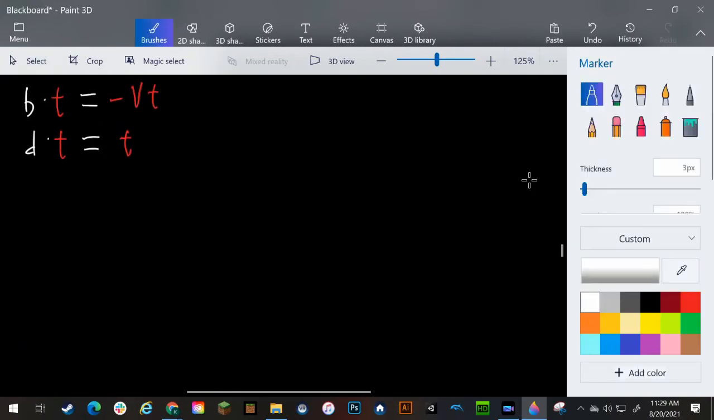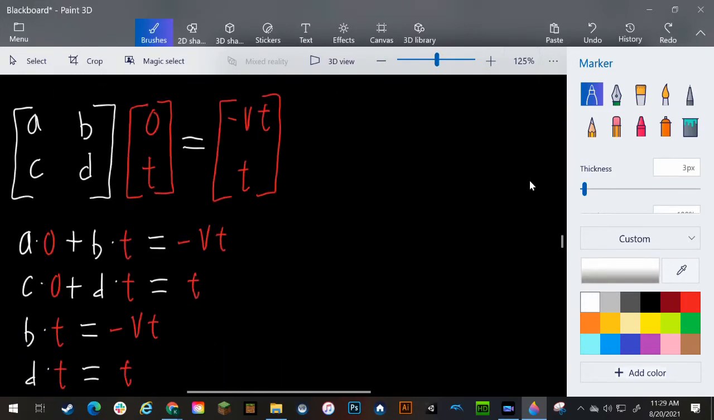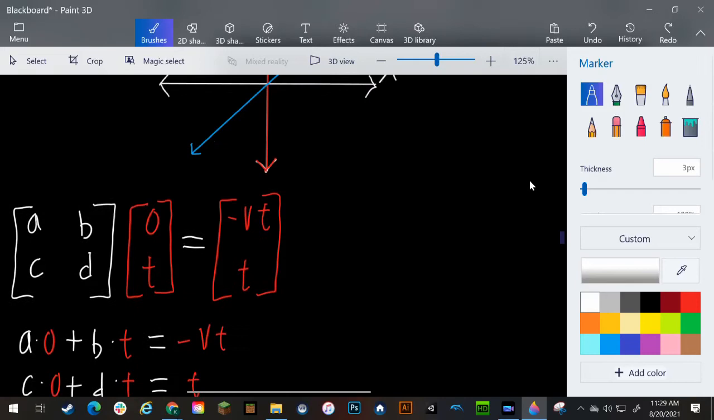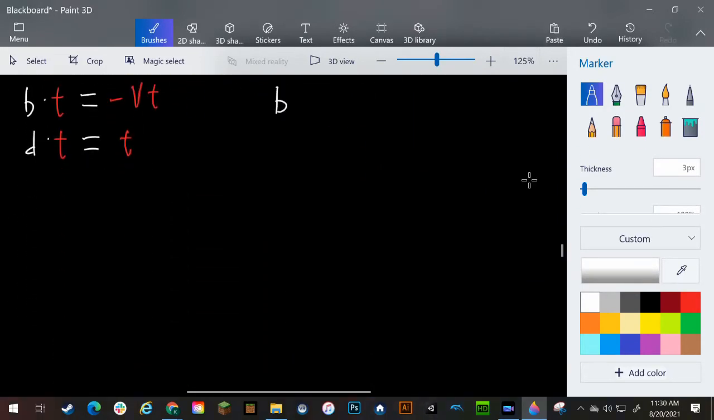And now, let me take equation 1 and divide both sides by t, because t is just an arbitrary time. Here, it's also important to note that we've actually used assumption 3, that time moves the same in all reference frames, because the t on this side of the equation and the t on this side of the equation are the same variable, t. We're able to assume that because it's one of our three axioms. Again, I just divided both sides by t, and we get that b should be negative v.